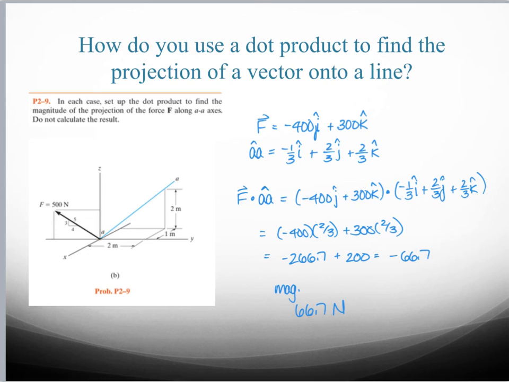There are a couple of problems where we have to figure out how a vector might project onto a line that's not an x or y or z axis, and we can use this kind of approach to do that.